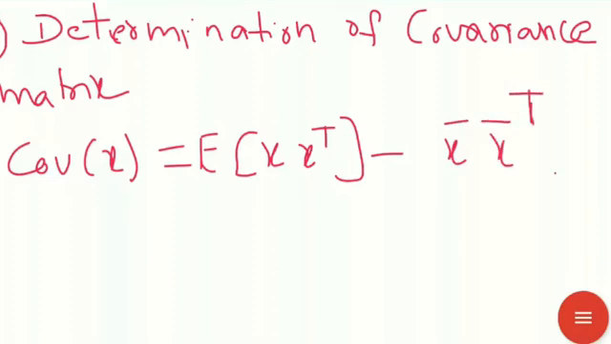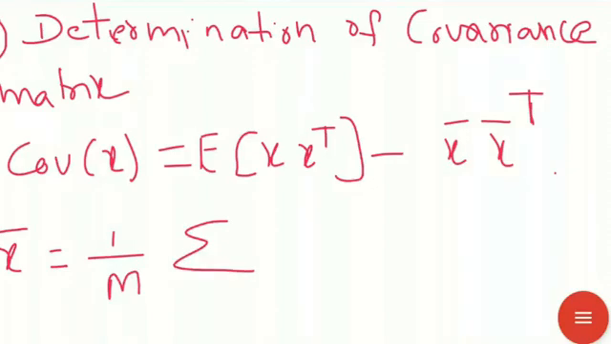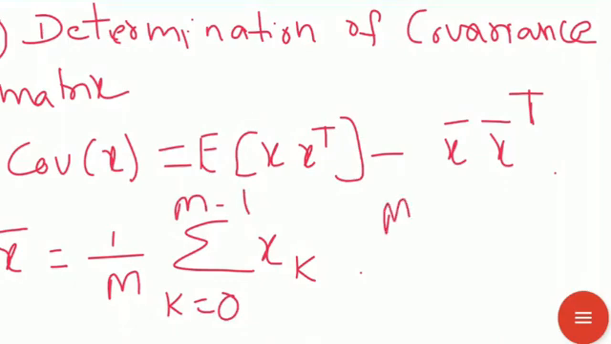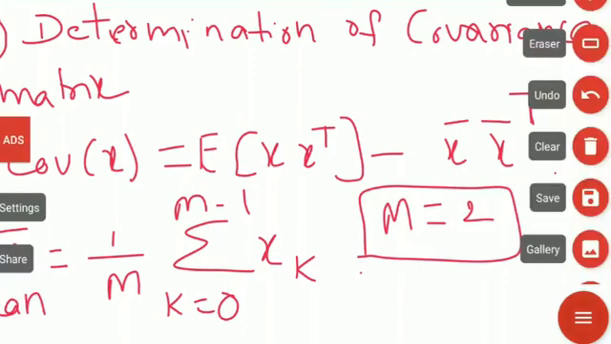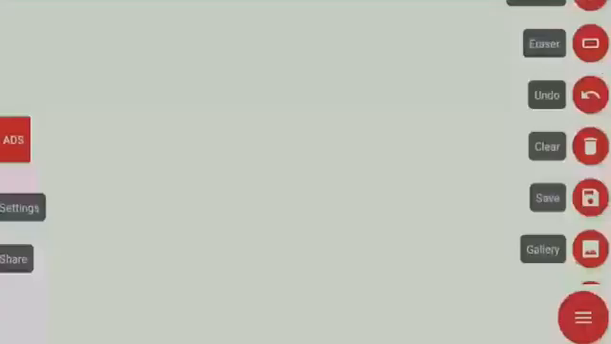Now here first determine x bar based on the formula 1 by m summation xk, where k is 0 to m minus 1. So okay, here m, what is the m here? Number of vectors in x, which is 2. x bar is nothing but the mean value. So based on this equation, x bar is nothing but 1 by 2.